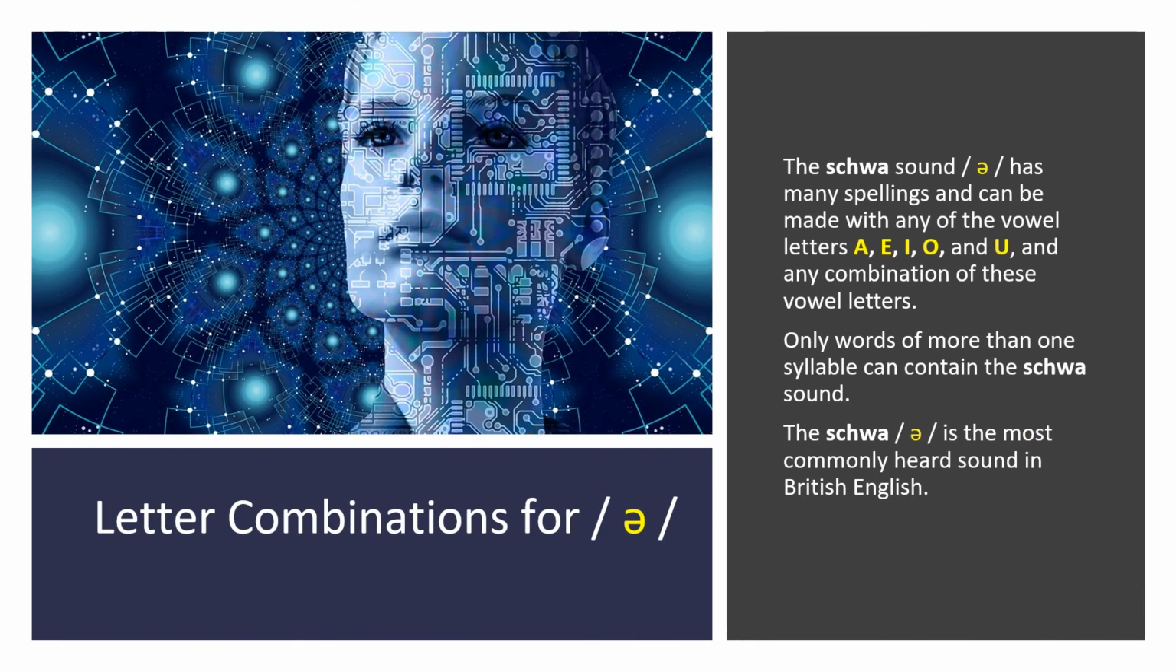Letter combinations for schwa. The schwa sound has many spellings and can be made with any of the vowel letters A, E, I, O and U, and any combination of these vowel letters. Only words of more than one syllable can contain the schwa sound. The schwa is the most commonly heard sound in British English.